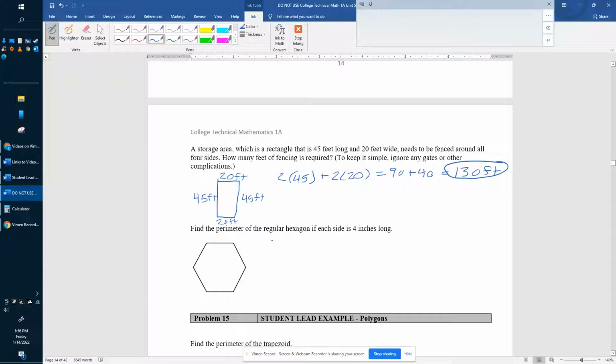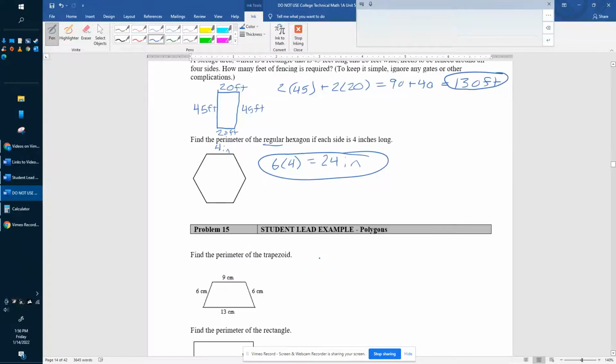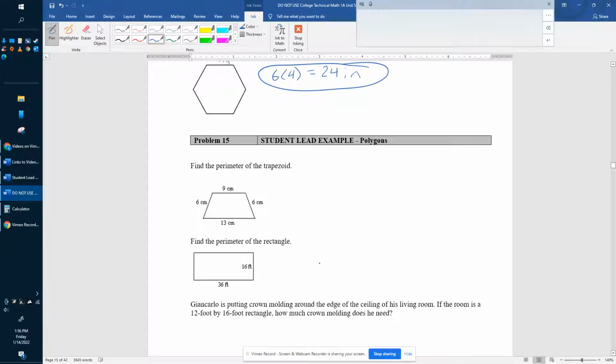Find the perimeter of a regular hexagon if each side is 4 inches long. So the regular hexagon is 1, 2, 3, 4, 5, 6. 6 sides. Regular means that all sides are equal. So 6 times 4 is 24 inches. So you can go ahead and work on problem 15 on your own.